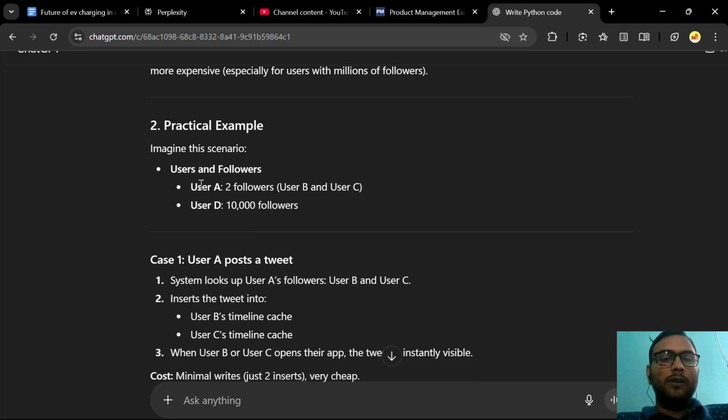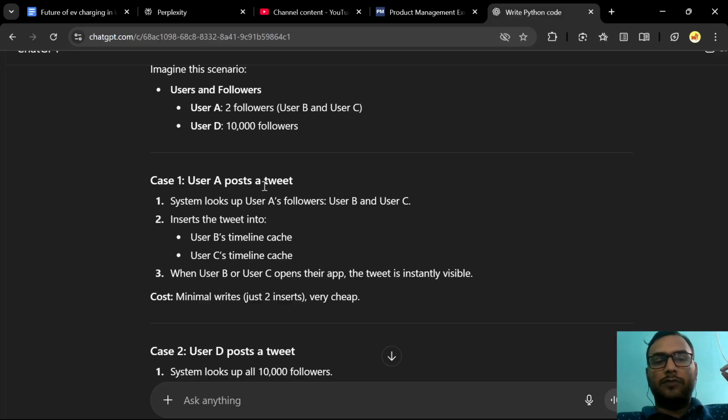Let's take an example. User A has 2 followers and user D has 10,000 followers. Also, in the extreme cases there are a million followers, or 20 million, 30 million, and there are some with just 1 or 2 followers. So let us take this example. User A has 2 followers, user B and user C. So user A posts a tweet.